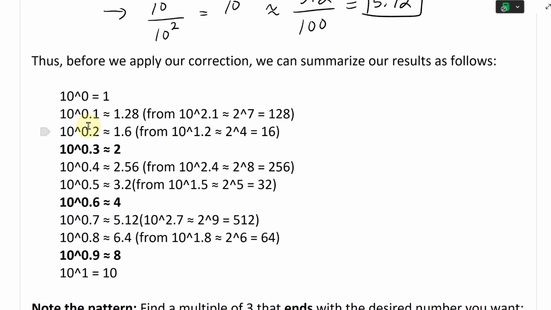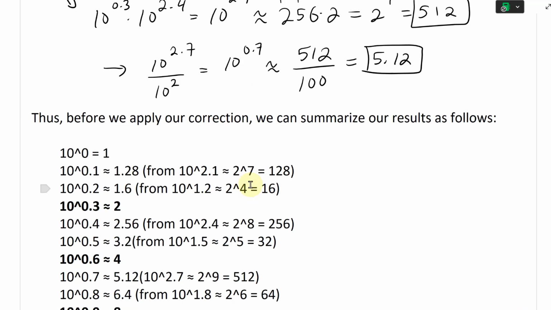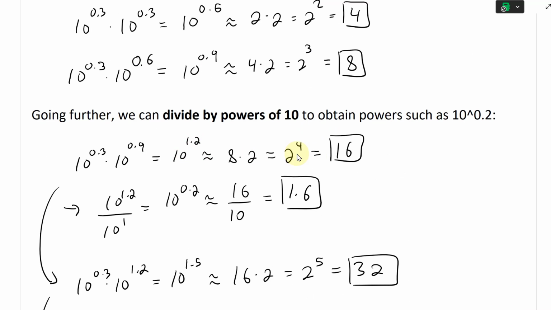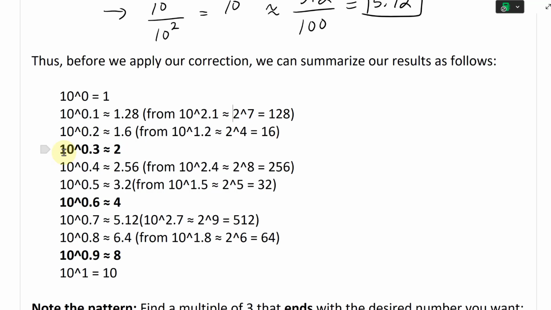The next one is 10 to the 0.2 is 1.6. And this was from 10 to the 4, so that is from this right here, 2 to the 4, 16, 1.6. And then the next one, this is our starting approximation, 10 to the 0.3 is equal to 2. Next one's 2.56, which is 10 to the 0.4. And this is from 2 to the 8.